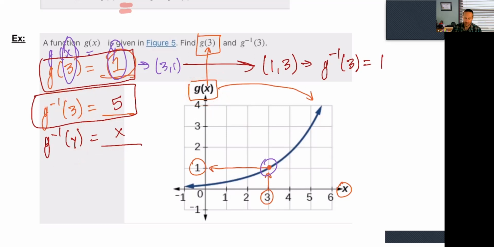Okay? So when you see the inverse, know that your ordered pair is reversed. They're now looking for the x for the inverse, and they're going to give you the y value. Okay, so just again, be careful with that. It's a pretty easy concept, but it's also easy to get mixed up. All right.